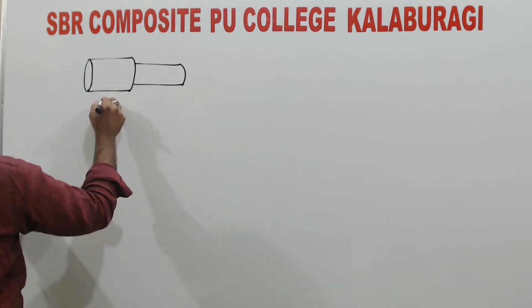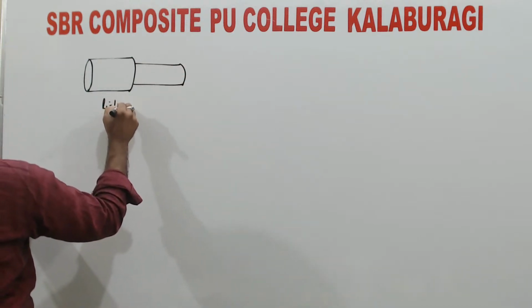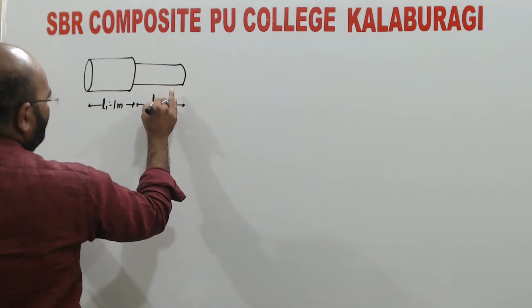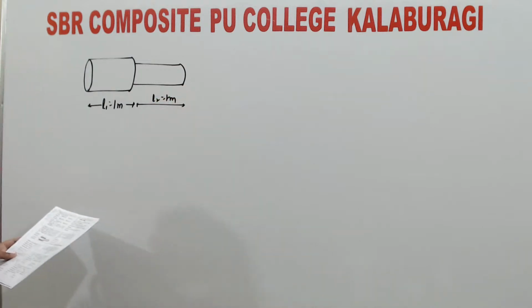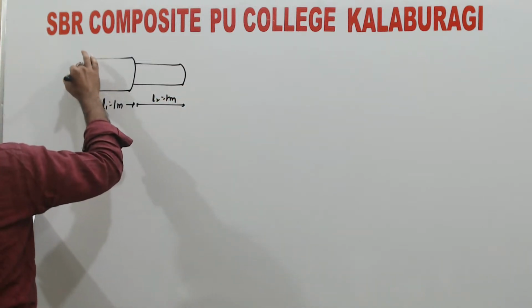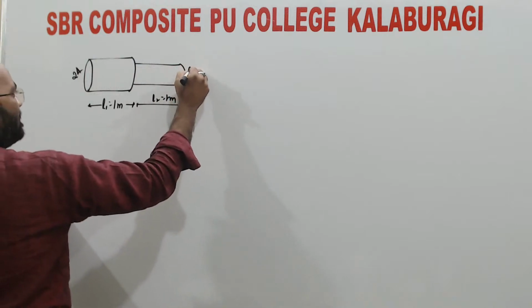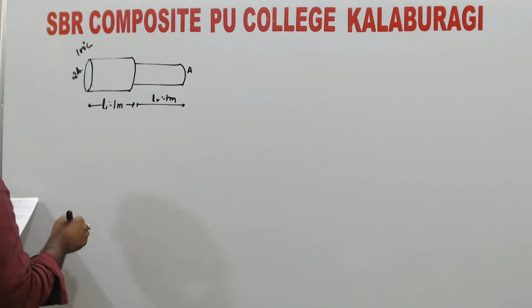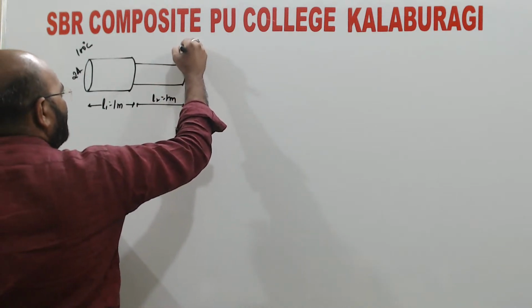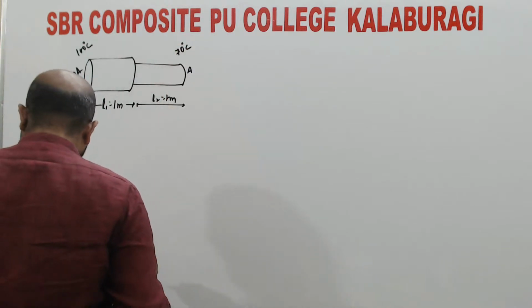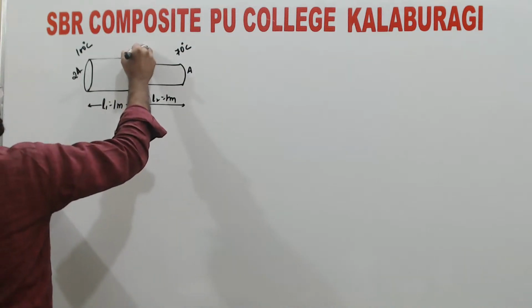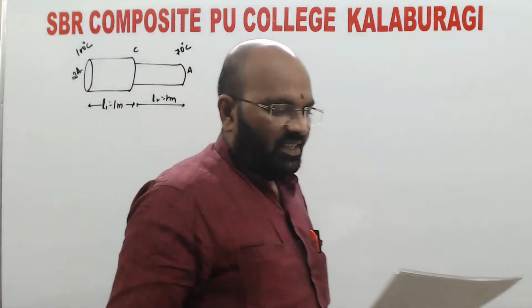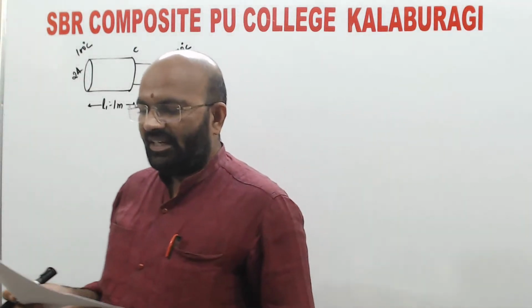The length for this is L1 equals 1 meter. Similarly for the second one, L2 equals 1 meter. The cross section area of the first one is given as 2A, and this cross section is given as A. The temperature maintained at this end is 100 degrees Celsius, and the temperature at the other end is 70 degrees Celsius. And this C is called the junction point. Now, the ends are maintained at 100 degrees Celsius and 70 degrees Celsius.